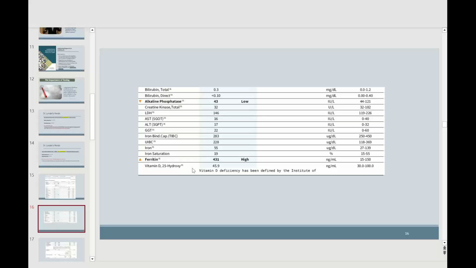Now we get into some iron markers. We can see here that most of her iron is okay. She's not iron deficient by any means, but she's also not getting too much iron. Her serum iron is okay. Her iron saturation is okay. So why would ferritin be elevated? Well, it's quite elevated, and that is an acute phase reactant, which is why it is elevated.